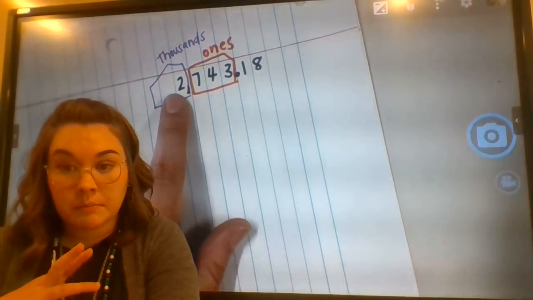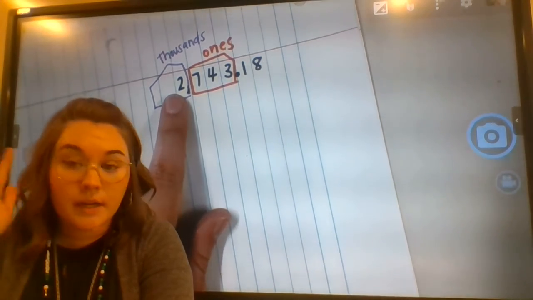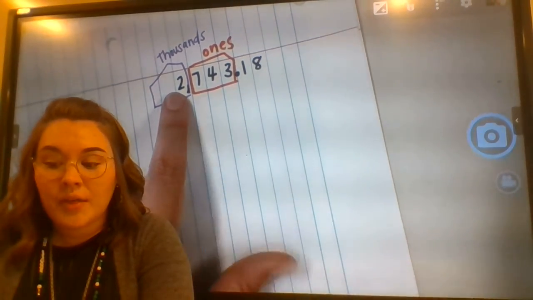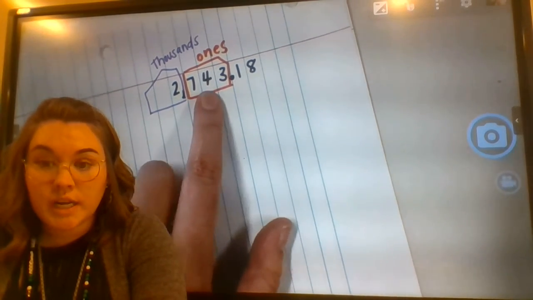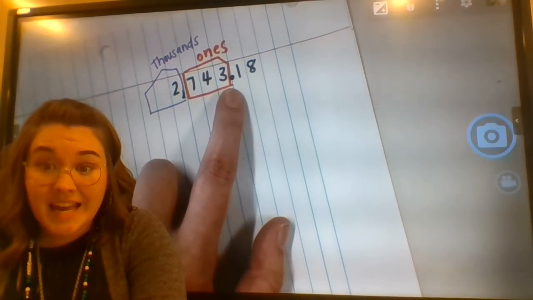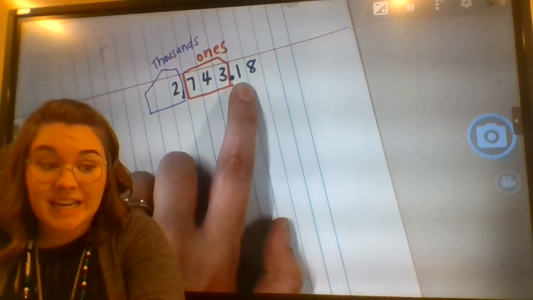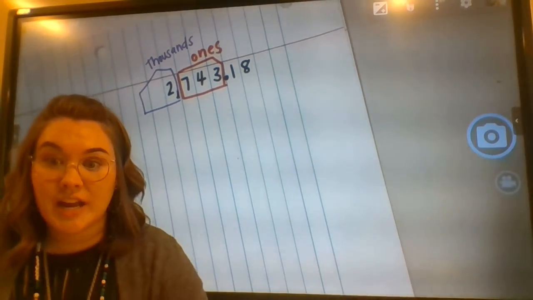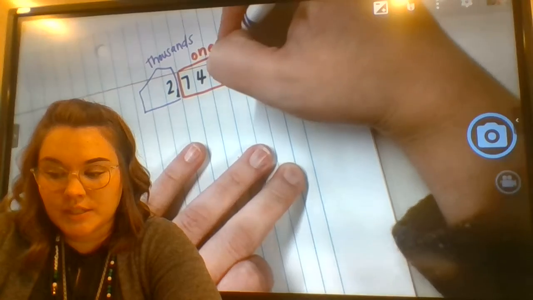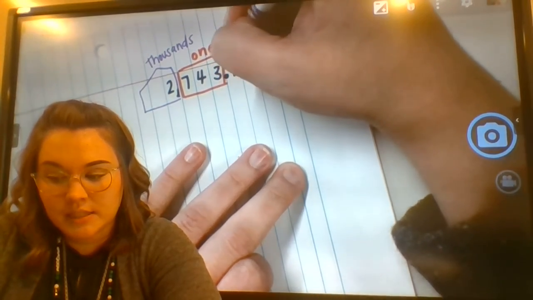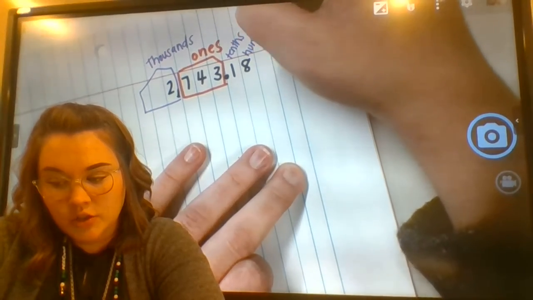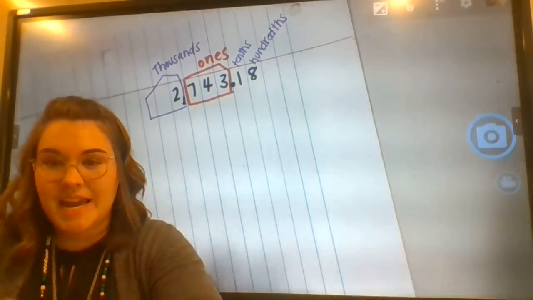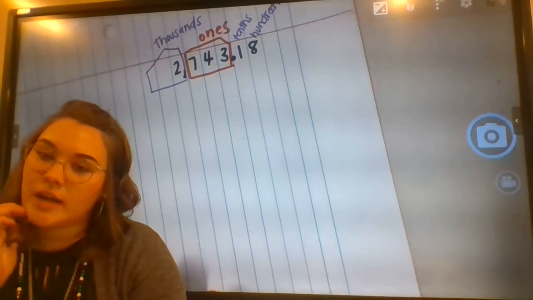Are y'all reading it with me? Okay, you better be reading it with me. Let me hear you. 2,743 and 18 hundredths. We know this is our tenths place, and this is our hundredths place. So we say 18 hundredths.